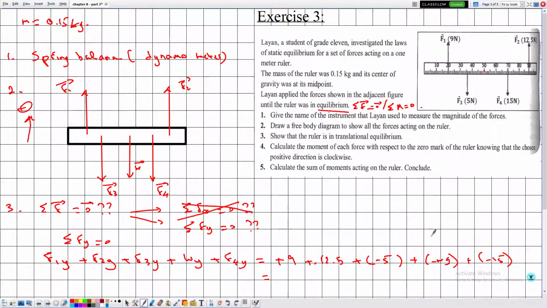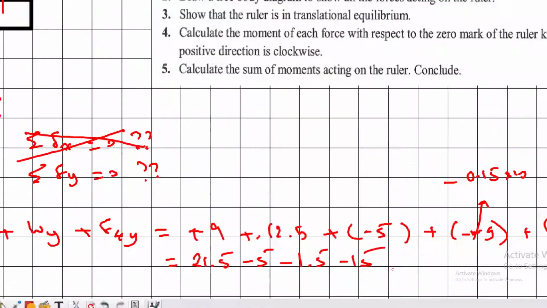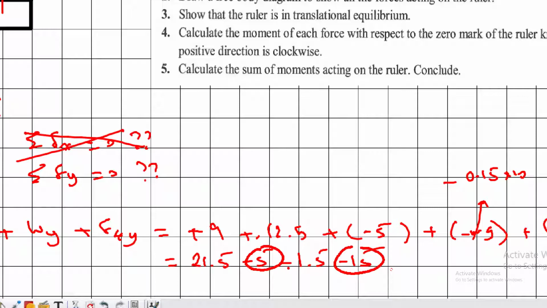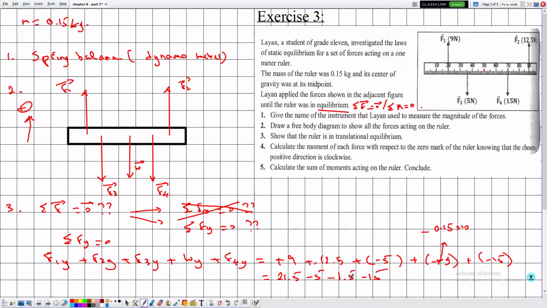So this term here is given by minus 0.15 multiplied by 10. So 9 plus 12.5, 21.5, minus 5, minus 1.5, and minus 15. So these will give us minus 20, which with minus 1.5 plus 21.5 is equal to 0. So verified, then the ruler is in translational equilibrium.